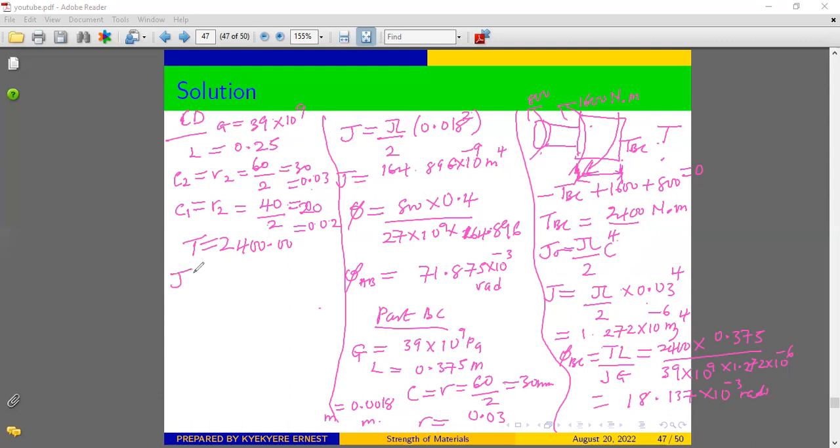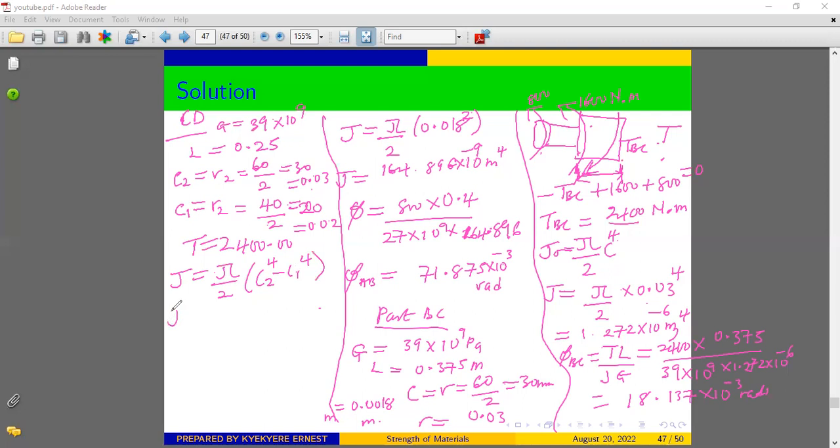Then we can calculate our J. Now, because this is hollow, our formula is going to be pi on 2 into bracket C2 raised to the power 4, which is the outer radius, minus the inner radius, the hollow one, which is C1 raised to the power 4.